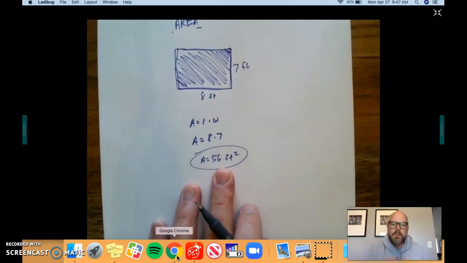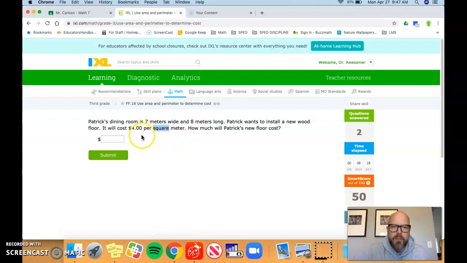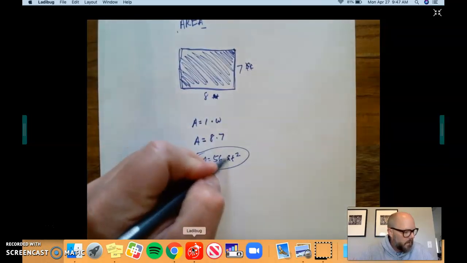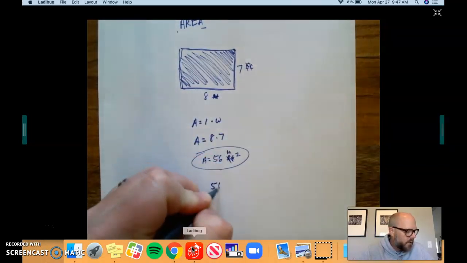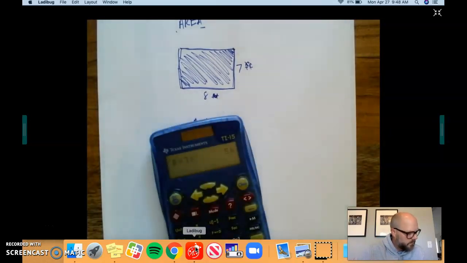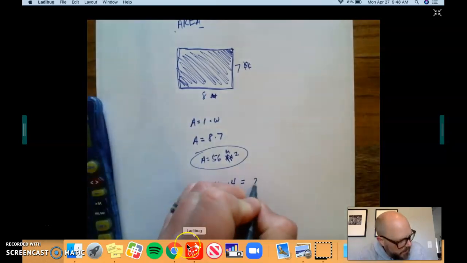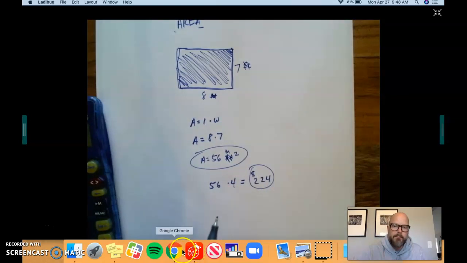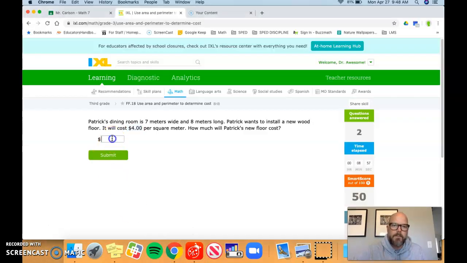That's not my final answer. That's part of my answer. I need that information and multiply it by $4 because that's $4 per square meter. Oh, it was meter, not feet, meter. So 56 times 4. And that is $224. Okay, 224.